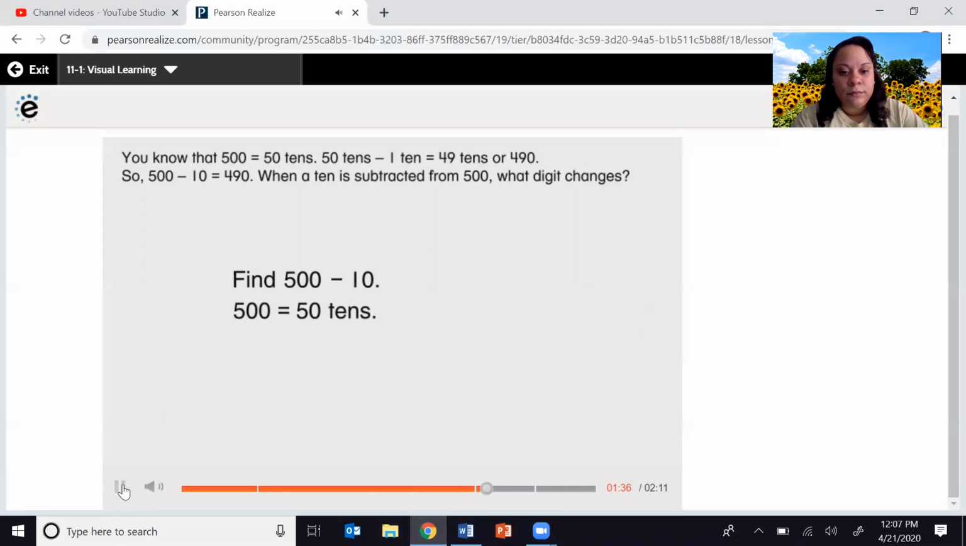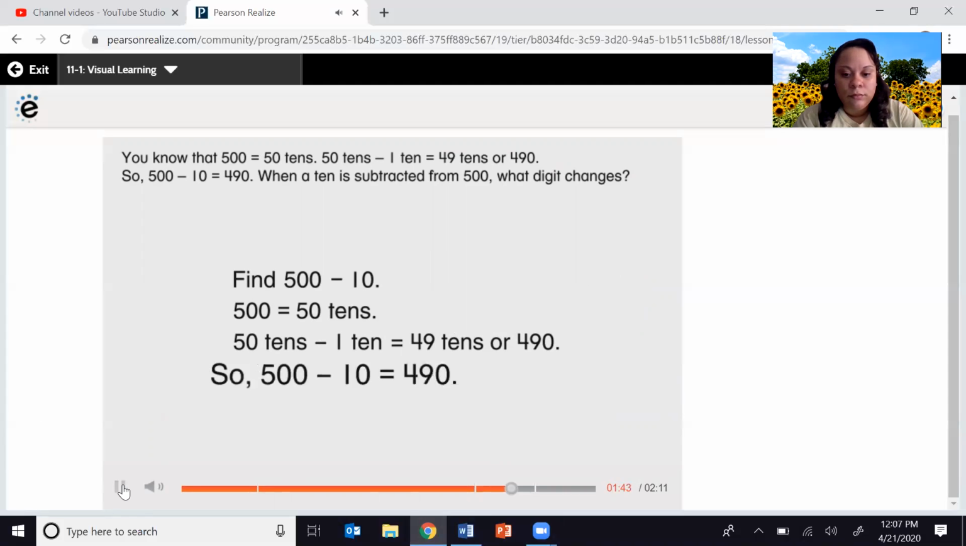500 equals 50 tens. 50 tens minus 1 ten equals 49 tens, or 490. So 500 minus 10 equals 490 when a 10 is subtracted from 500. Something to keep in mind, we know that 500 is the same as 50 tens. So then you have 50 tens minus 1 ten. Think about it. It's kind of like 50 minus 1, 49 tens.